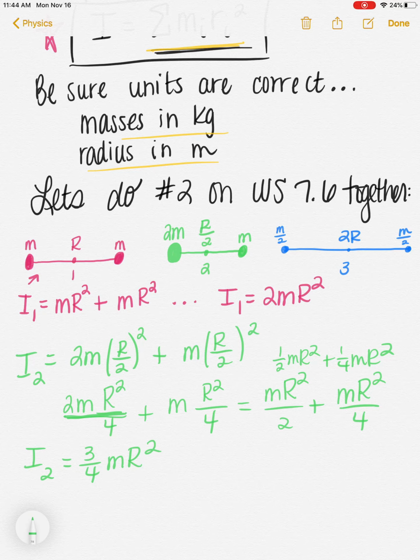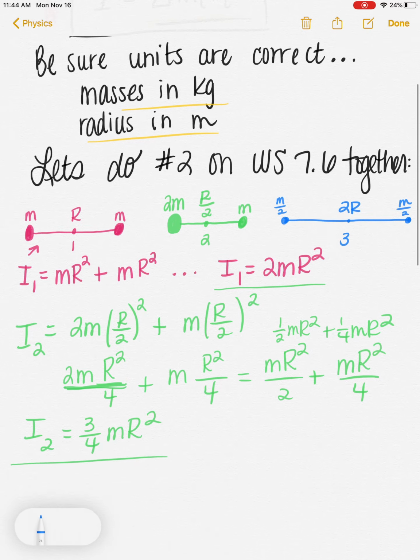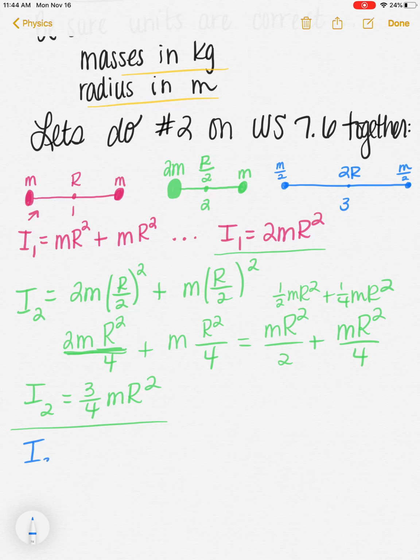So if we look now, the moment of inertia for this middle scenario is equal to 3/4 mr squared, whereas the first one was 2mr squared. So we could already establish that situation 1, I1, is larger than I2. We now need to look at the moment of inertia for situation 3, I3. This time, the mass of the first object is m over 2, and its radius is 2r, but we have to square the radius according to our moment of inertia equation. The object on the right has a mass of m over 2, also at a distance of 2r. We have to square the distance.